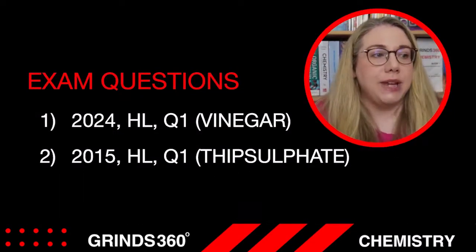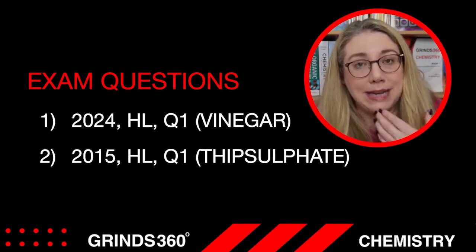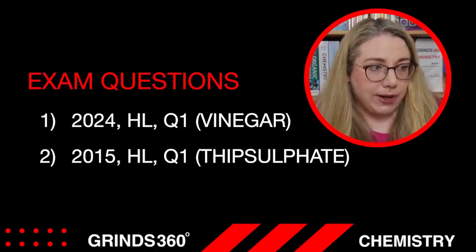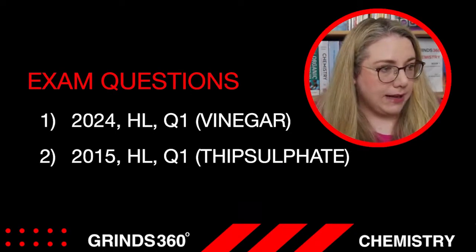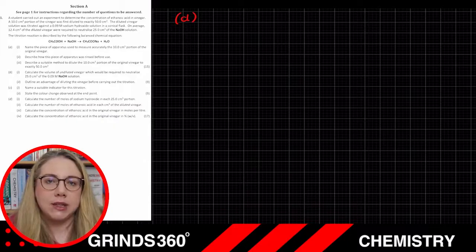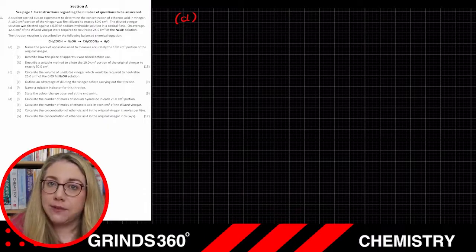So the first one is from 2024. This was the exam question that came up last year, and it was about vinegar. Now, for this one, let's have a look. Okay, so from 2024, let's go down through this. I'm not going to do the full exam question because the rest of it is not that important. But the calculation is the skill we're trying to get from this class. How do we do the calculation?